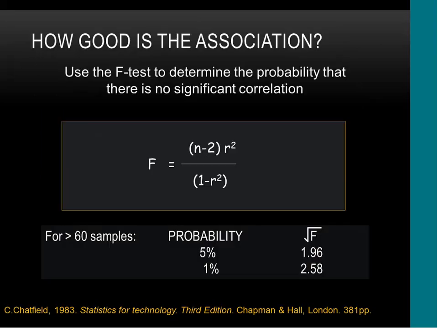So R, the sample correlation coefficient, is used, and we can compare that again using the F statistic, because a short format of the F statistic uses the correlation coefficient. So (N minus 2) times R squared over (1 minus R squared) gives us the F statistic, and we can compare that statistic again to the F lookup table at probabilities of 5% or 1%, with the values given at the bottom. If the F statistic is higher than those, then we have significant association. If it's lower, then statistically, we have non-significant correlation.